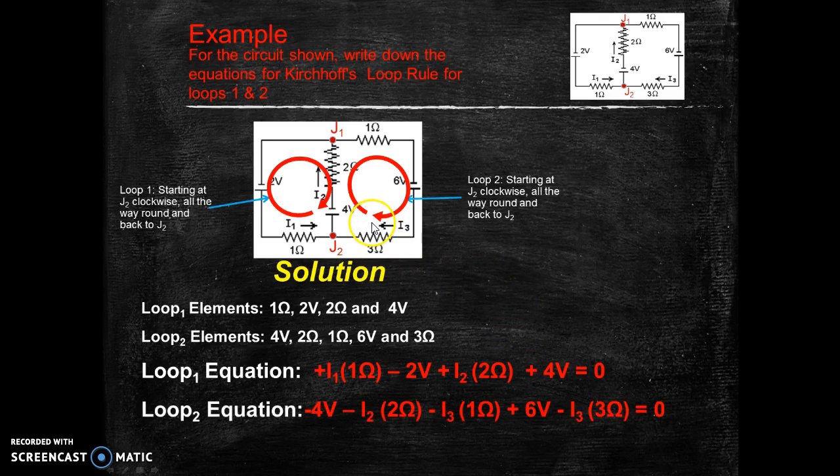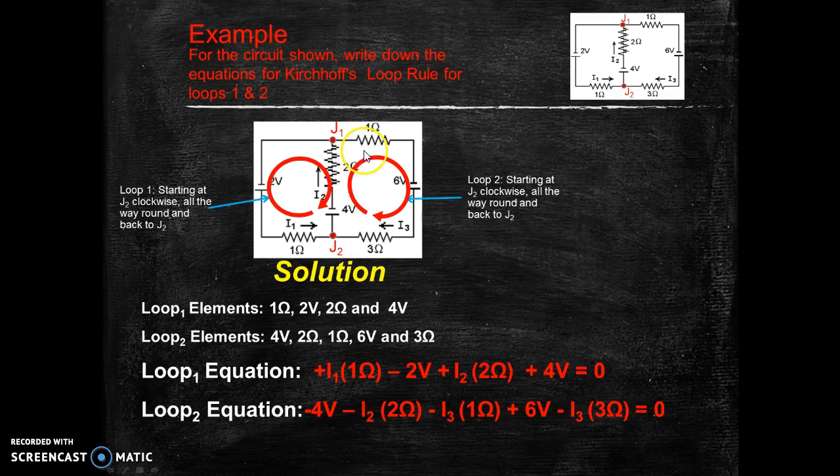For loop number 2, starting from the junction J2 and going in the direction of the arrow, we traverse the 4 volt battery in the direction high to low, decreasing potential, so minus 4 volts. And then we traverse the 2 ohm resistor in the same direction as the current, so in the direction of decreasing potential, so minus I2 times 2 ohms.